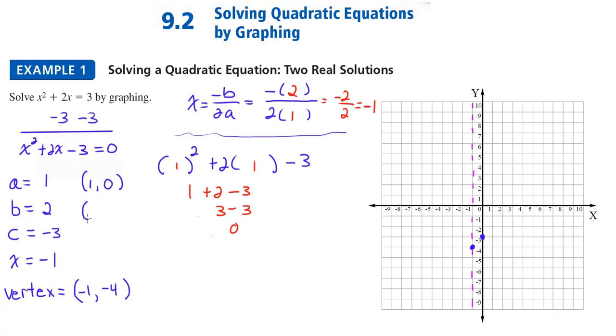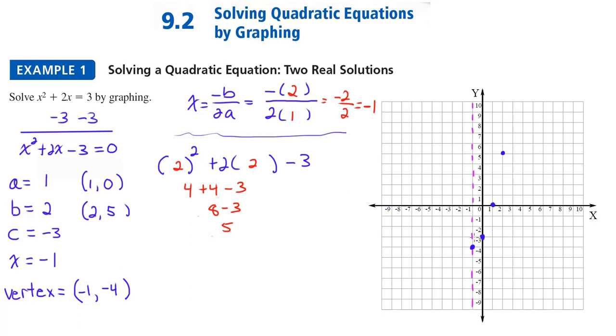Let's go ahead now and do 2 comma something. So now we're going to plug in a 2 here and work this out. 2 squared is 4. 2 times 2 is 4. And we bring down this negative 3. 4 plus 4 is 8. And 8 minus 3 is 5. So we have the point 2 comma 5. Let's go ahead and place those. So we have 1 comma 0, that is right here. And we have 2 comma 5, that is right here. And that's good enough. Now what we're going to do next is reflect to get the left side.